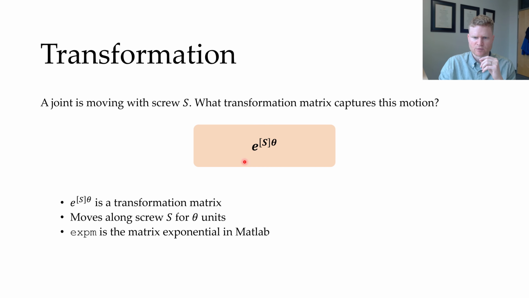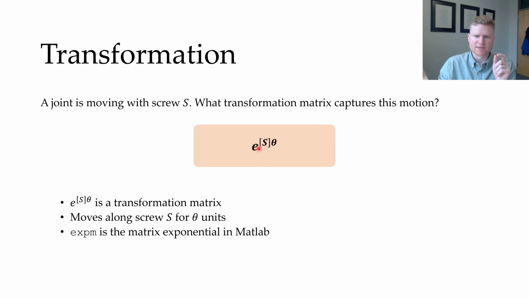This is the key concept that we're covering in today's lecture. Because what this is doing is actually forming a transformation matrix from moving screw S with theta units. So again, this right here is going to be a transformation matrix. It'll have a rotation matrix in the top left, a position vector on the top right, 0, 0, 0, 1 on the bottom. And it moves along screw S for theta units.